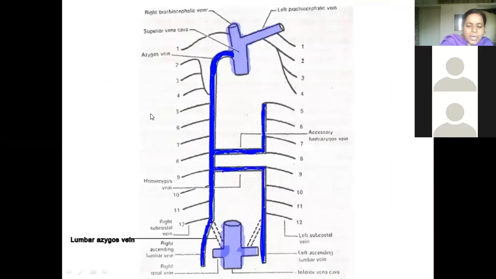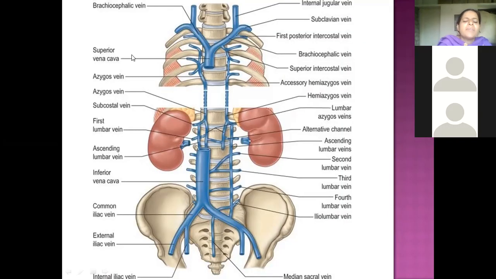See, the partition I said is the diaphragm, right? The muscle between the thorax and the abdomen, dividing the thoracic cage and the abdominal cage, is the diaphragm. Now see here, in the lumbar region, that means in the abdominal part, we have thoracic vertebrae and lumbar vertebrae. Correspondingly, here also we have lumbar veins, L1, L2, L3, L4, L5.